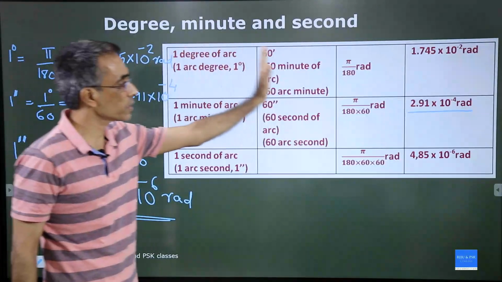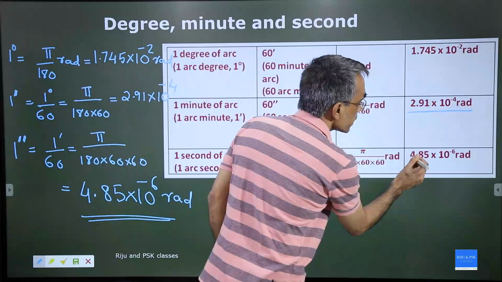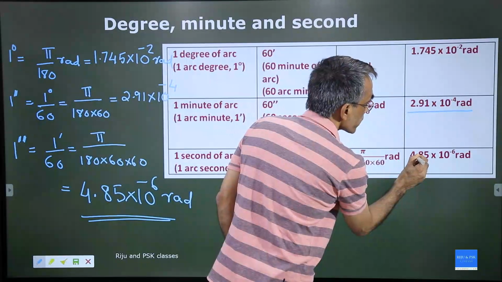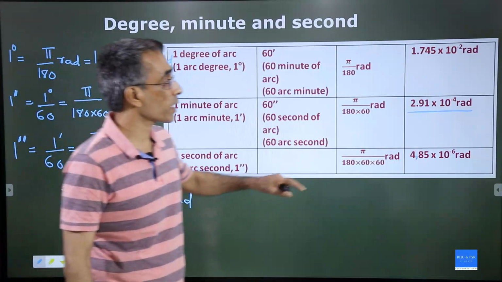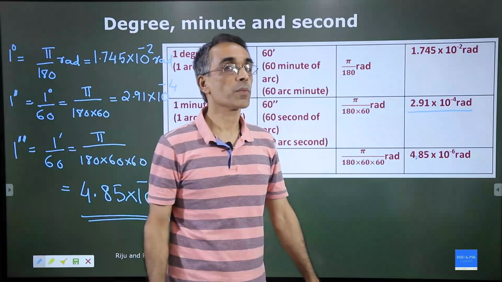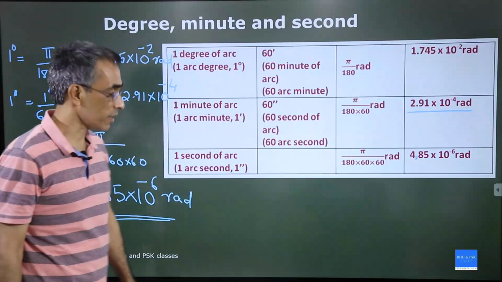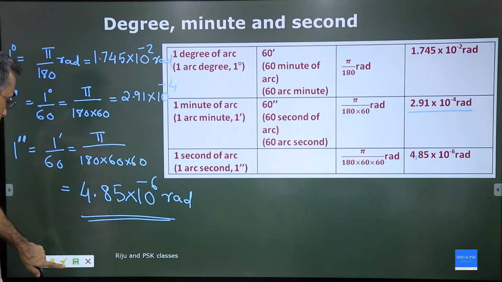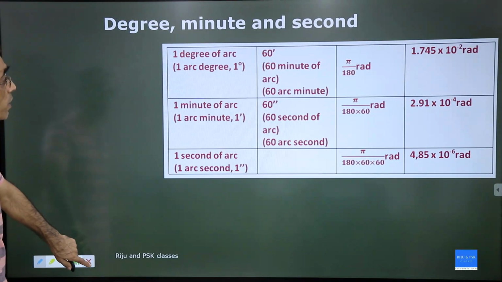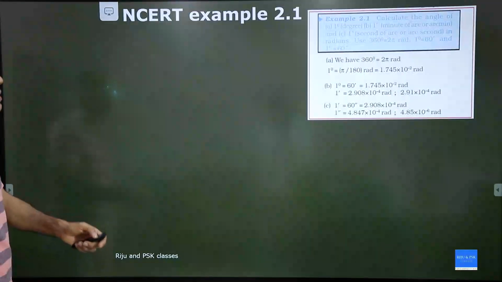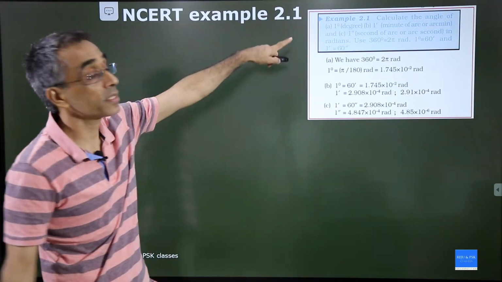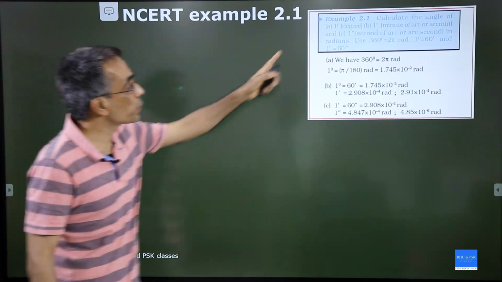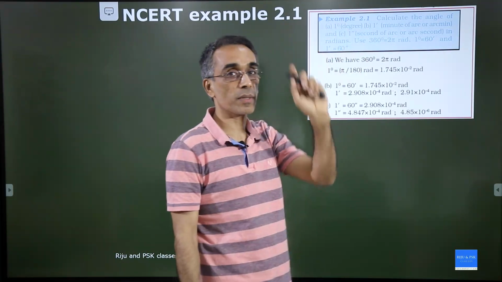This is given in this table, and this is not a comma, this is a decimal point, 4.85 into 10. In many questions hereafter you will have to know this, so learn them by heart. Because of the NCERT textbook, I told you about examples in NCERT. The very first example, 2.1, chapter 2, first example.